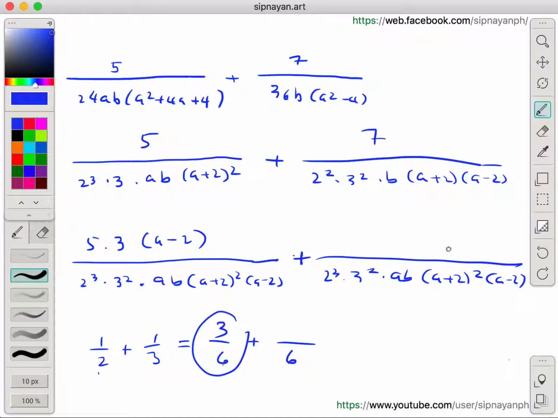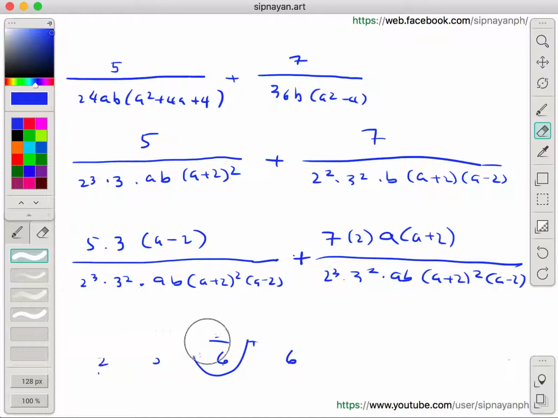Next, this 1 divided by this 1. Siyempre, may mga maka-cancel ulit dyan. 2 cubed divided by 2 squared. Huwag muna natin kalimutan, may 7 tayo dito. 2 cubed divided by 2 squared is 2. Maka-cancel yung B. Meron tayong A, so lagay natin yung A. Maka-cancel yung (A plus 2) squared. Yung isa lang, yung A plus 2 tsaka A plus 2. Pero since squared tayo, meron pa tayong isang A plus 2. And then maka-cancel din yung A minus 2.